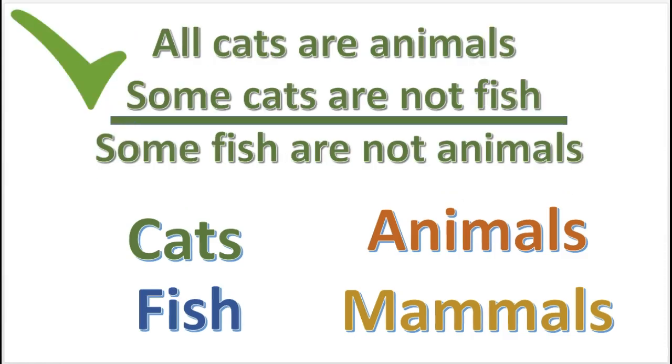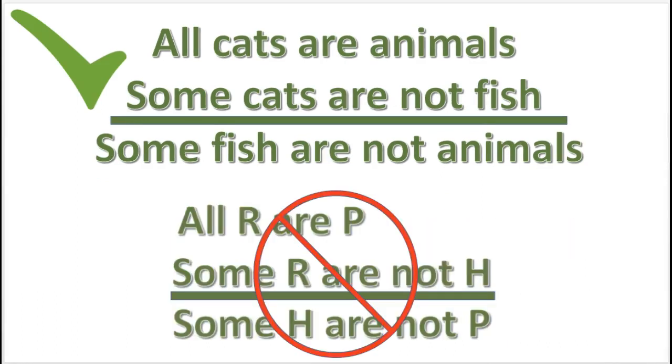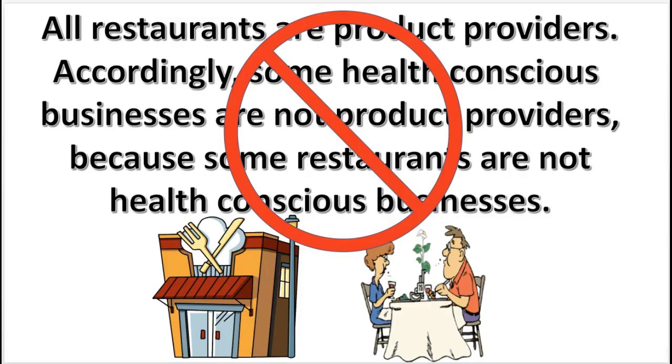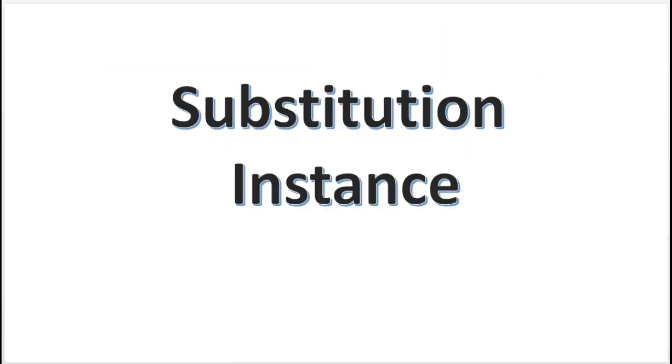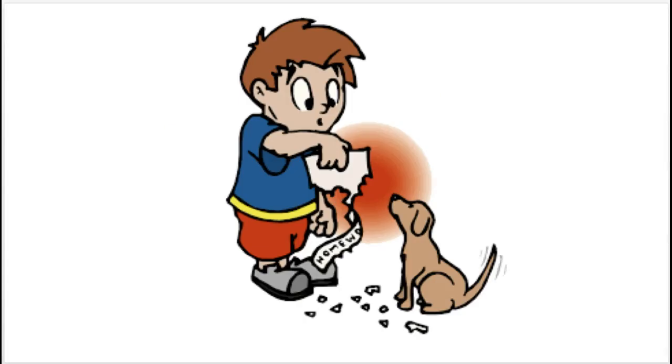Ding! That's right. Notice you have true premise, false conclusion, which shows that the argument form, this is the original argument form, is invalid. When the argument form is invalid, the argument is invalid. Very good, very good. Now you know how to prove invalid arguments with the substitution instance.